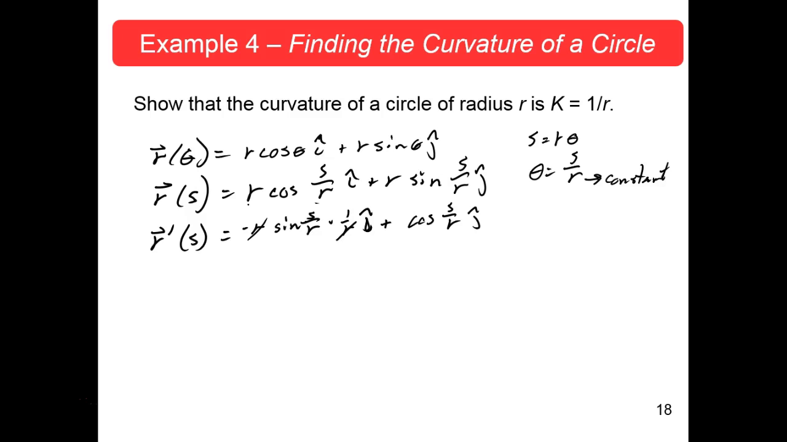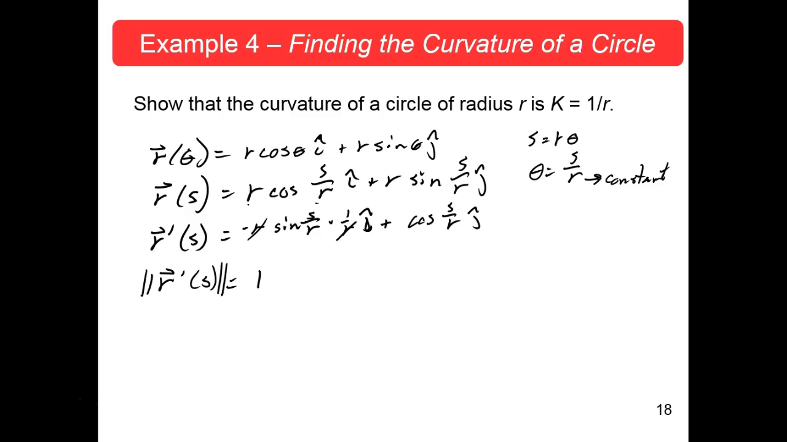Okay? Now, what is something you note about this? Let me ask you this way. What is the magnitude of the r prime? It's 1, which means not only is that your velocity vector, it's a unit velocity vector.